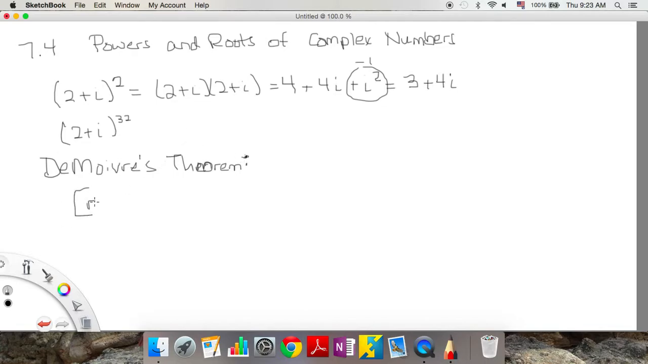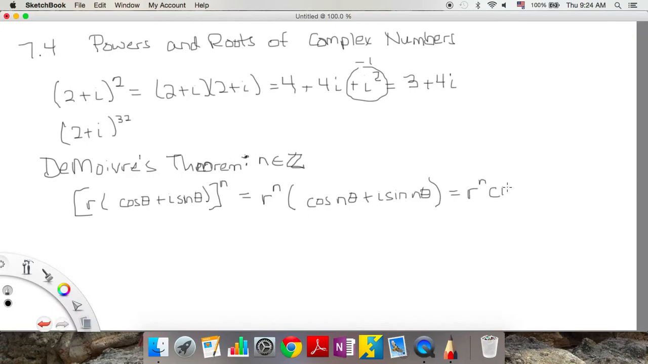What it says is, if we have a complex number in polar form, which is why we talked about polar form, and we raise it to some integer power n, and n has to be an integer, then the way we get that is we say our modulus r to that same power times the cosine, and then we multiply the argument. And that gives us our new answer. So we don't have to do it all out like this.